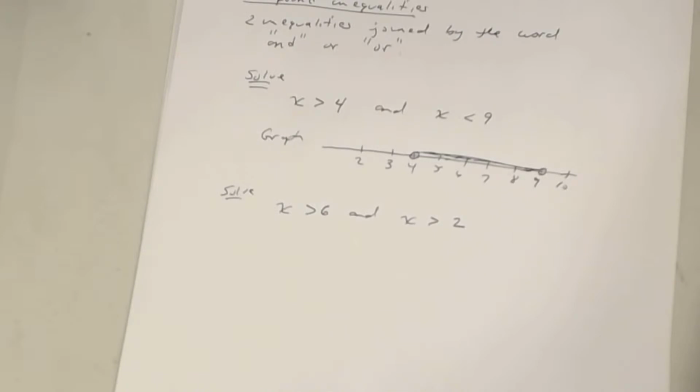So if I were to draw a number line, where would I start? If I start at 2, you're telling me 3 works, right? Does 3 work? No, because 3 is not bigger than 6.